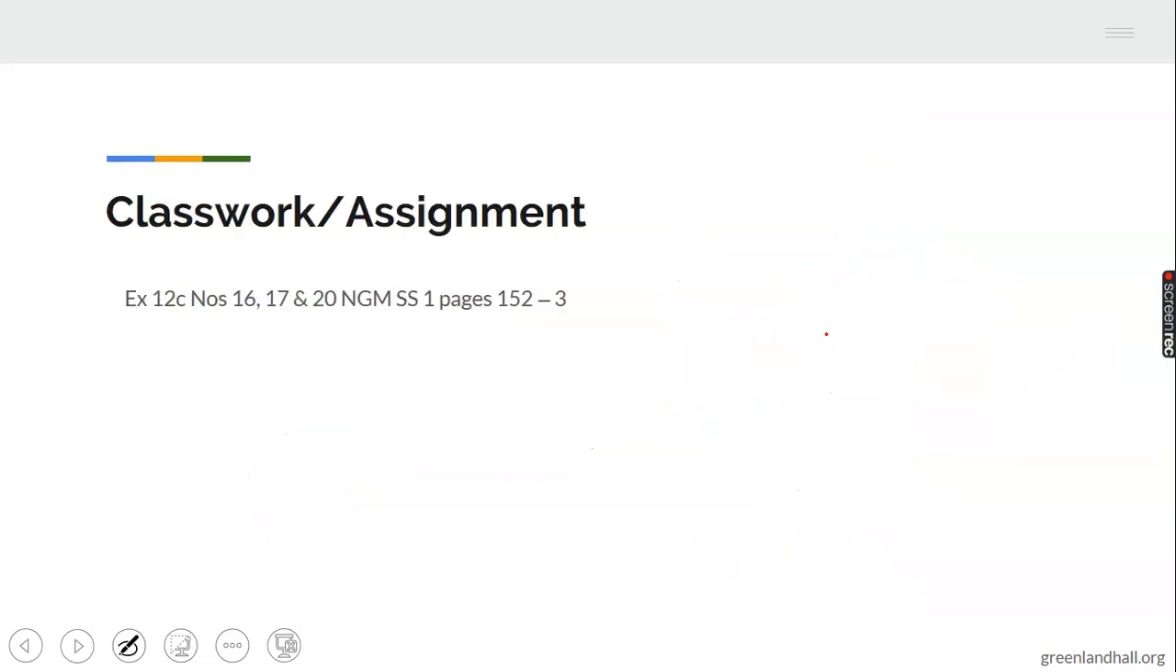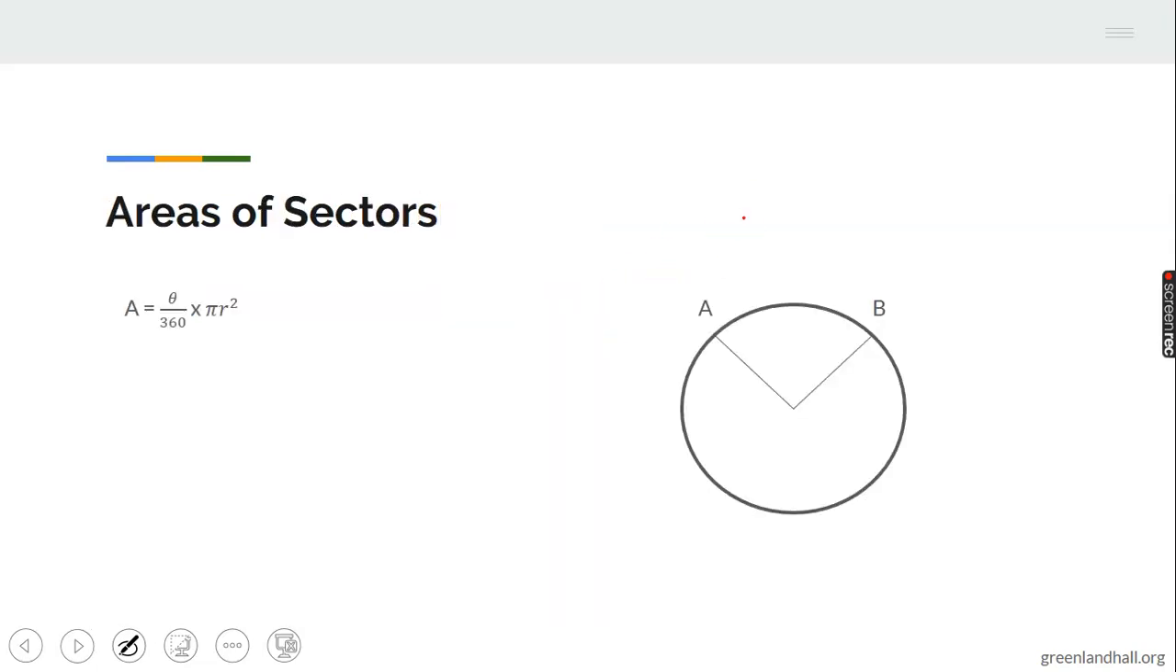Let's move on to another. So I give you this one as assignments through classwork taken from SS1 on these pages. So we move on to another aspect.